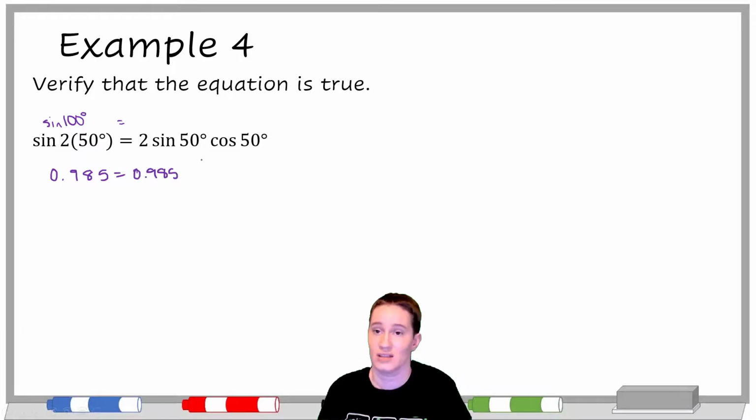Now, if they did give us something that we could use special right triangles for, by all means, we should try to use our special right triangles. But this was not one where we could do that. Let's look at another thing they can give us as far as double angle identities go.